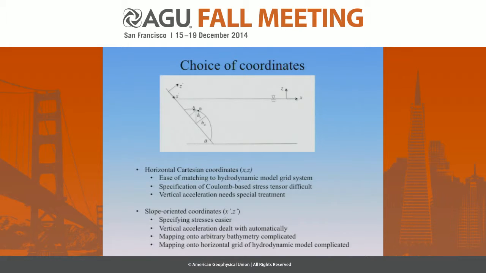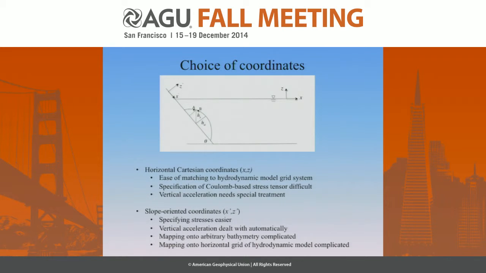Because your reference plane isn't parallel to your base. You also need to introduce special treatments for vertical accelerations to make the model essentially correctly dispersive or responsive to vertical acceleration. On the other hand, if you're working in slope-oriented coordinates, the stress tensors are simple, vertical accelerations are taken care of automatically. And it becomes terribly difficult to map the problem onto arbitrary two-dimensional bathymetry or topography.